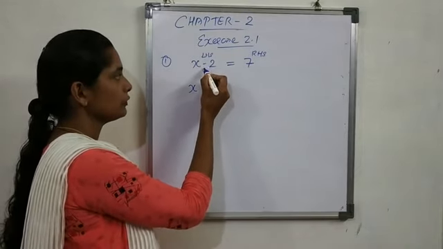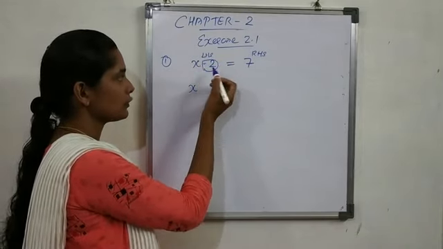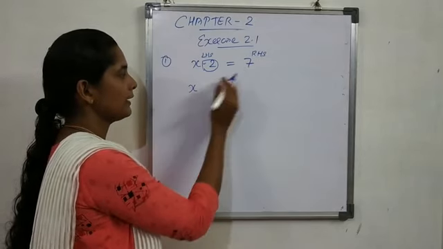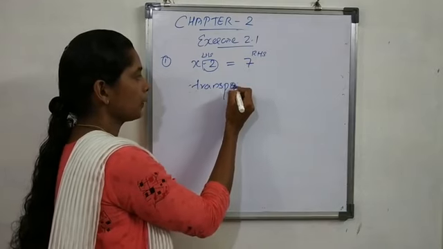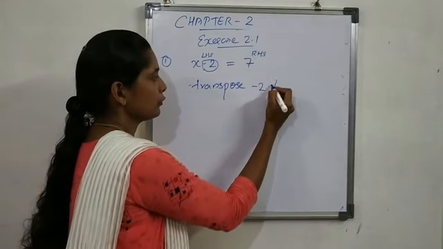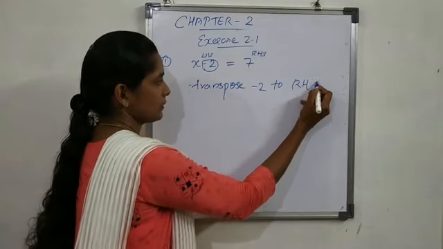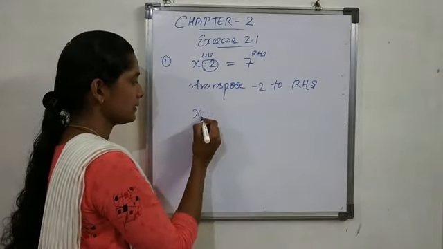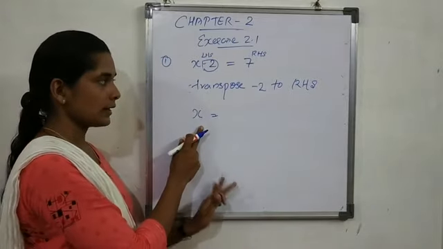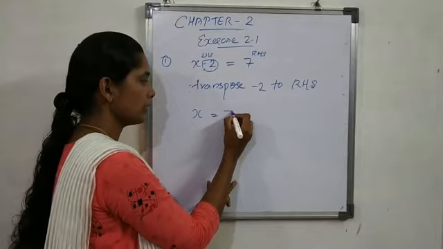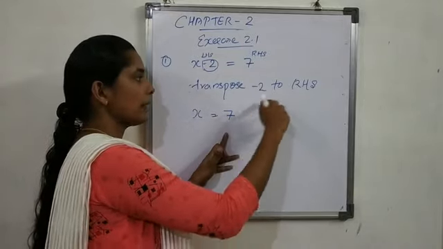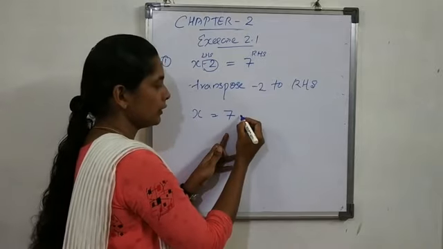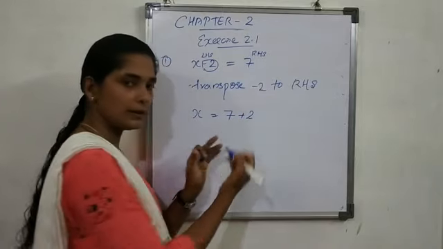First, we have to move this minus 2 to the right side. The first step is transpose minus 2 to the right side, RHS. Then x is there, x is equal to 7, which is already there on the right side, and we are transposing minus 2 to the right side. Therefore on the right side it will become plus 2.